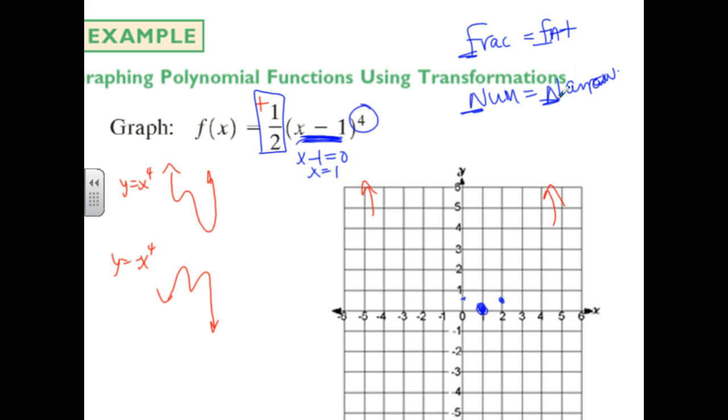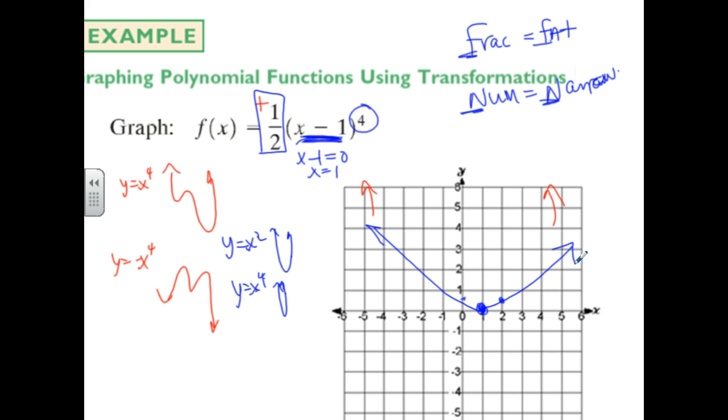So what do I mean by more narrow? Well, instead of y equals x squared, just the regular graph, if we do y equals x to the 4th, it's much more narrow because it's going up. 2 to the 4th is 16, where 2 squared is only 4. So the height, it's more narrow. Where fractions make it a little bit wider, depending on which fraction it is.